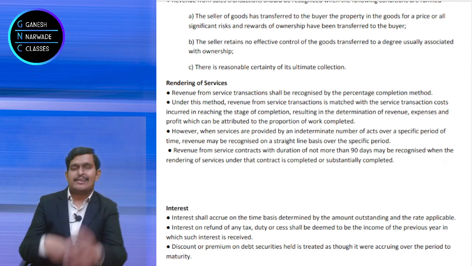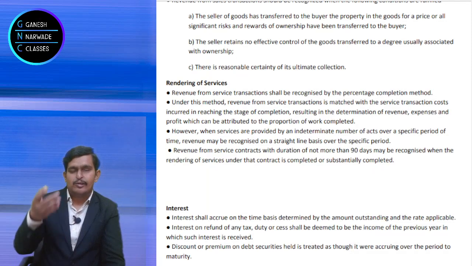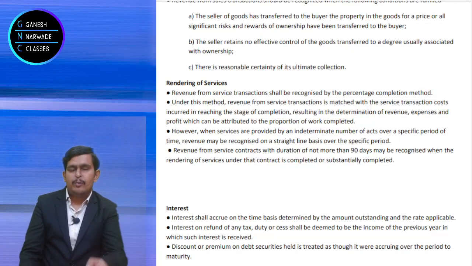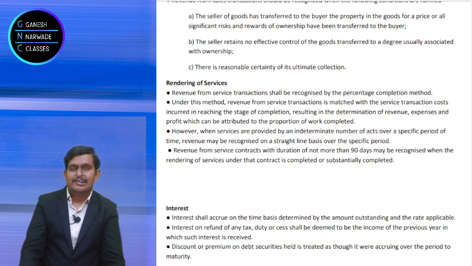Suppose I paid extra income tax or extra customs duty, GST, and the department has to give me back the money. But government sometimes delays. So because they delayed, they also paid me interest on the income tax refund. That interest on income tax refund is treated as income when? Not on the basis of time, please. When it is received, it is treated as income.